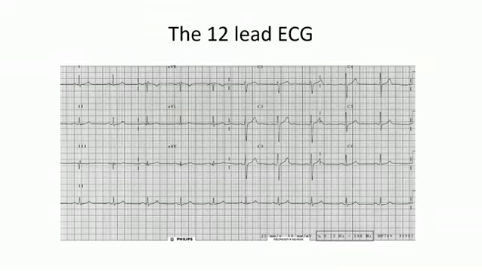On the screen you can now see an example of a 12-lead ECG with the standard voltage and time settings written along the bottom. The ECG shows 12 leads or viewpoints of the heart. There are 6 limb leads which are called 1, 2, 3, AVR, AVL and AVF, and 6 chest leads called C1 to C6.